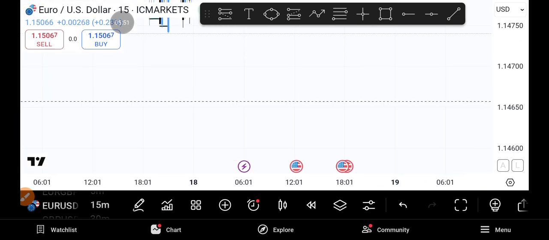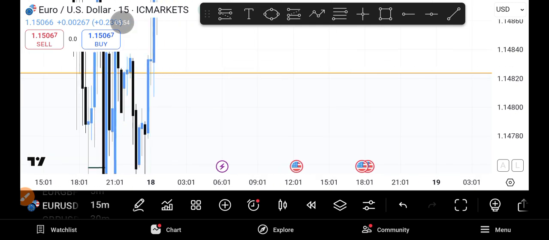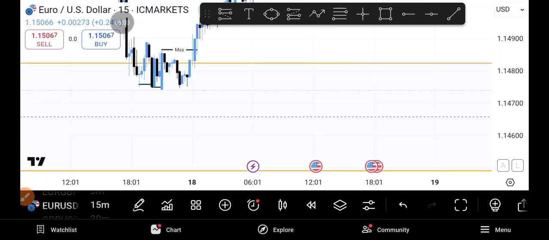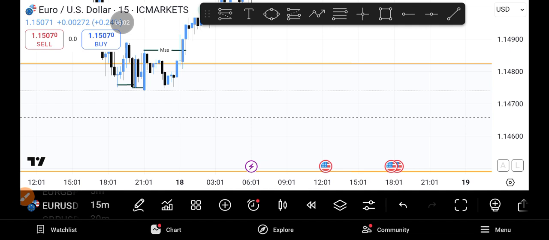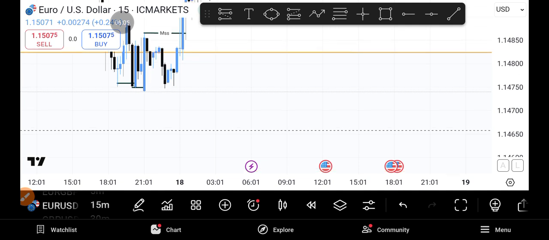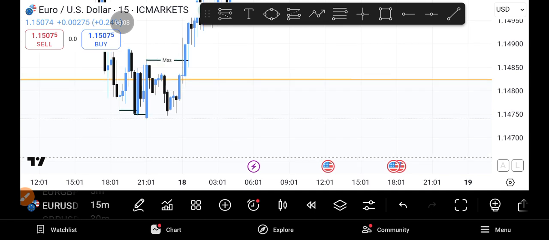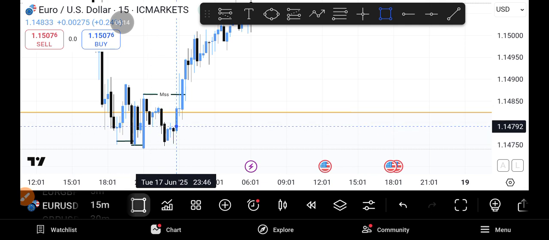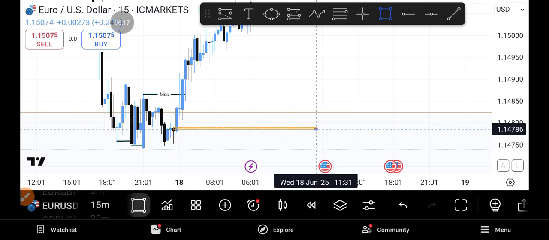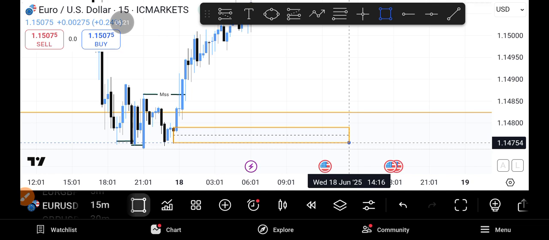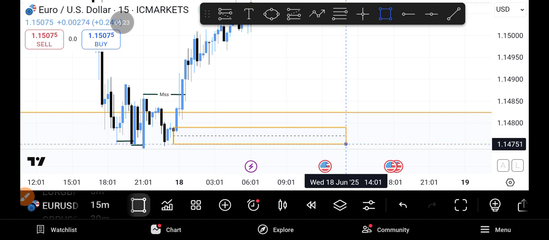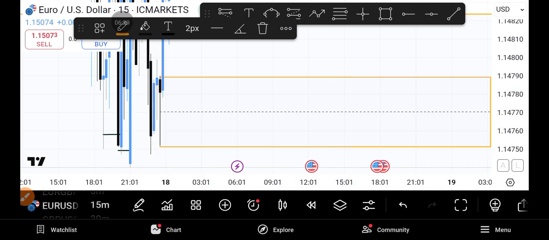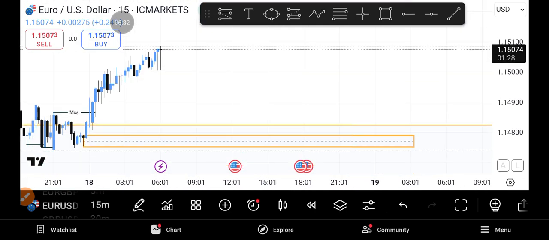So here on the daily time frame, inside the daily time frame fair value gap, can you see it? So we can mark out our order block now. This is our order block. We're expecting price to come to this order block, guys.